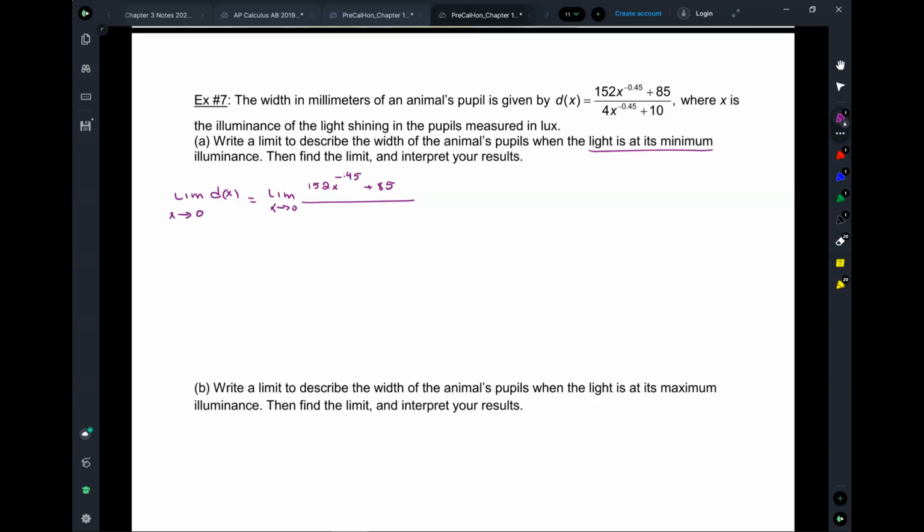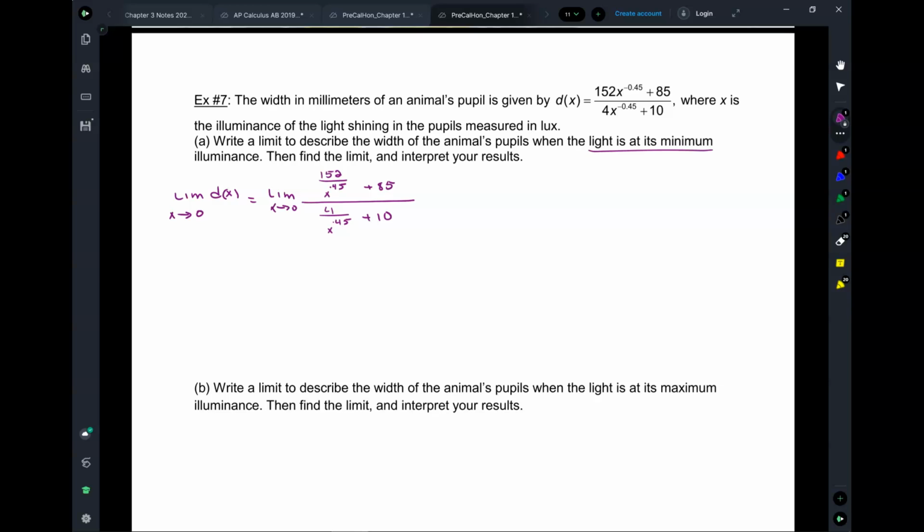Rather than write it like that with the negative exponents, I'm going to write it as 152 over x to the 0.45 plus 85, over 4 over x to the 0.45 plus 10. Could you possibly put them in opposite places, like put the 152 at the bottom and the 4 at the top? No, because you will have changed the equation then. Because the equation that's given to us is like this.